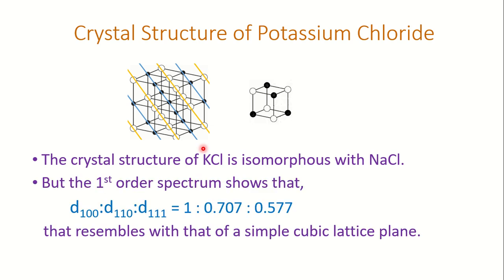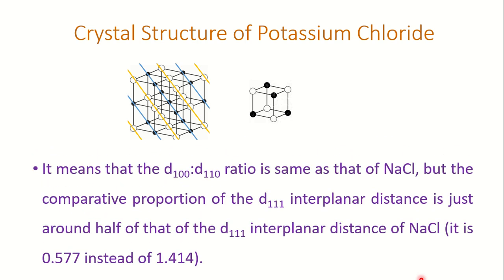But the first order spectrum shows that the ratio of the interplanar distances such as d100 is to d110 is to d111 completely resembles a simple cubic or primitive lattice. That is, this is 1 is to 0.707 is to 0.577. From this, we can conclude that the d100 is to d110 ratio is similar to that of sodium chloride.